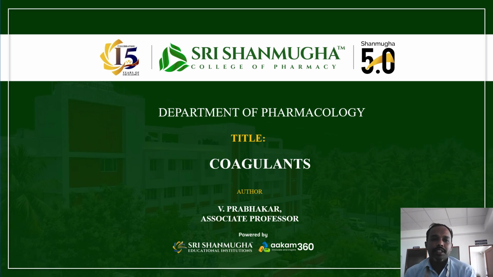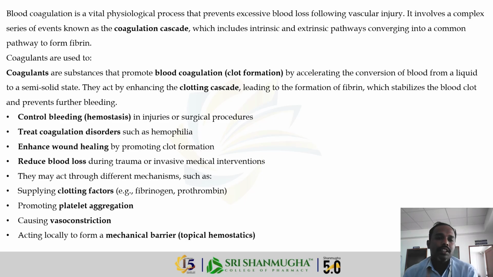Today we'll discuss coagulants. Before going into the coagulants, let us discuss the blood coagulation process. Blood coagulation is a vital physiological process which prevents excessive blood loss following a vascular injury. Vascular means blood vessels, and it involves a complex series of events known as the coagulation cascade. The intrinsic and extrinsic pathways converge into a common pathway to form fibrin. The final product will be fibrin, which forms the clot.